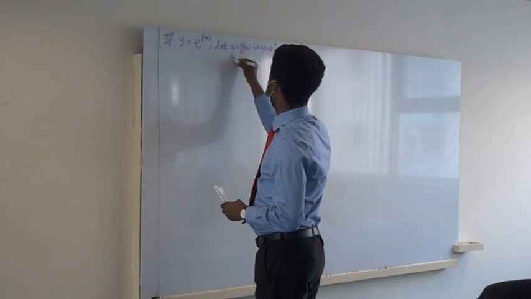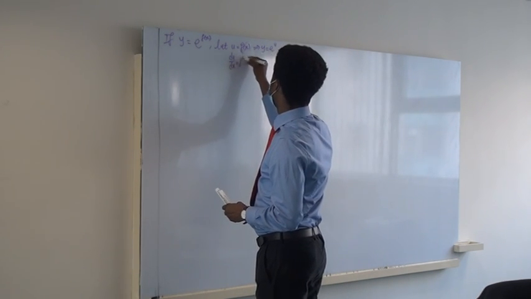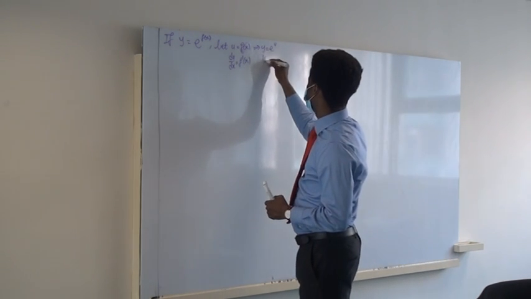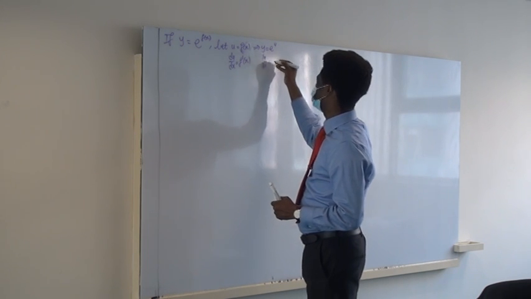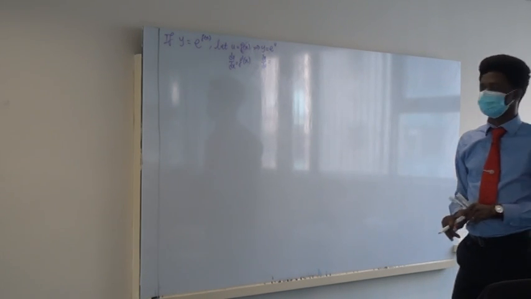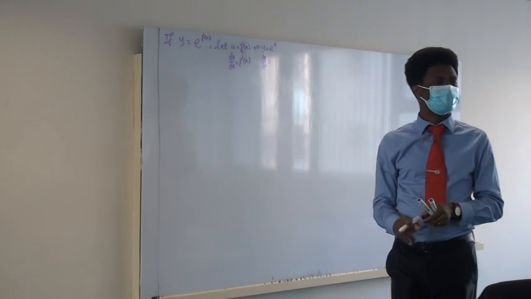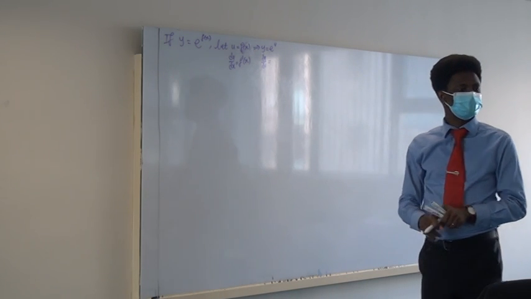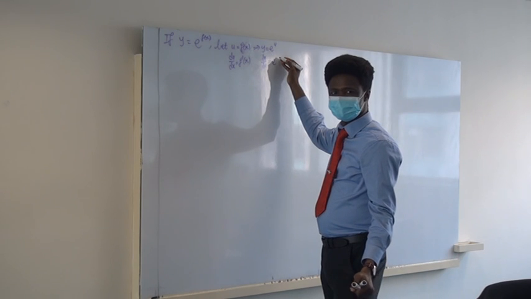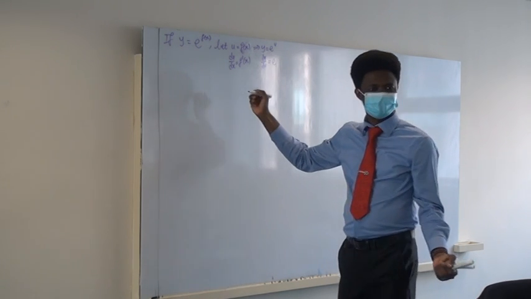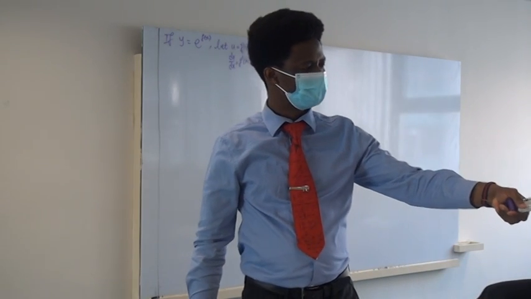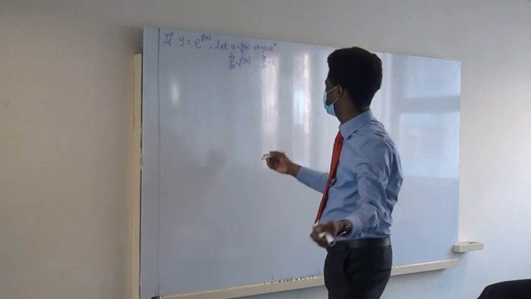Of course, from here you can find du/dx, which is your f dash of x. And from here you can find dy/du. What is dy/du? Exponential f of x? Really? What has f of x got to do with this? What is dy/du? Exponential u.